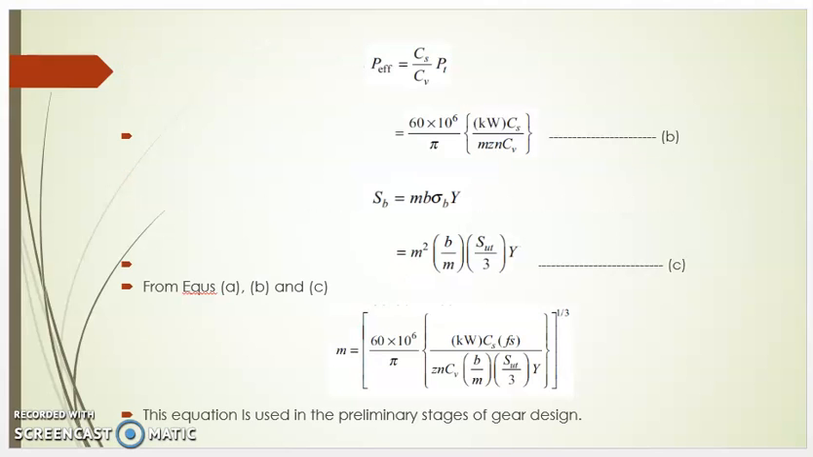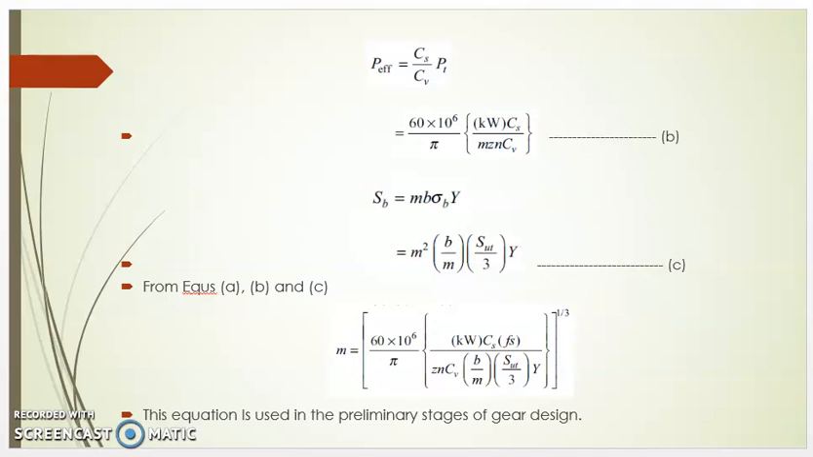Now we know that P effective is equal to Cs Pt upon Cv. Therefore, substituting the values of Pt, P effective is equal to 16 into 10 raised to 6 divided by pi into bracket kilowatt into Cs divided by mzn into Cv.